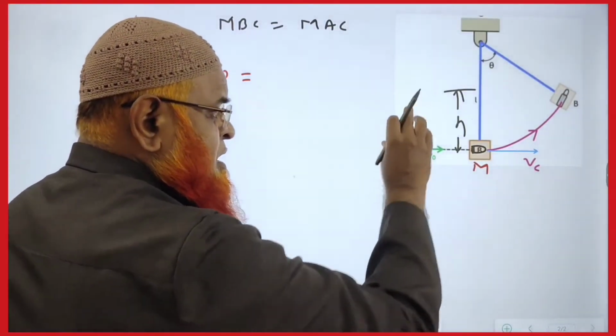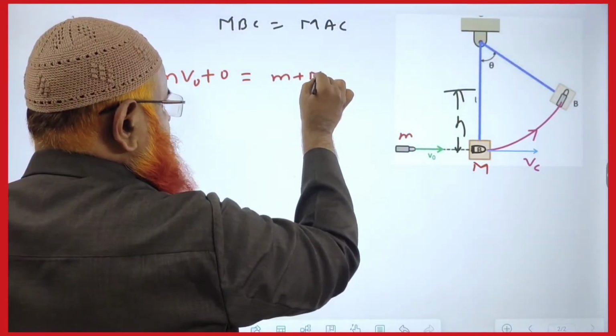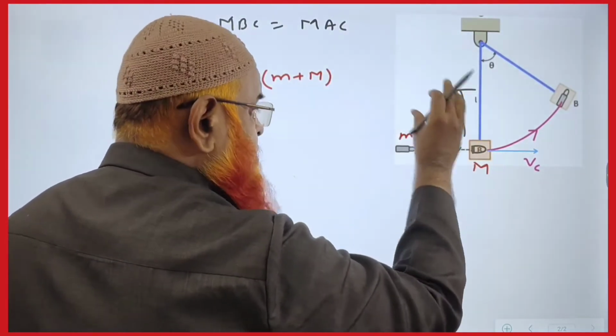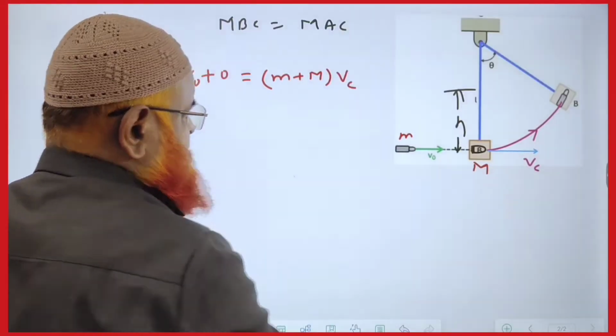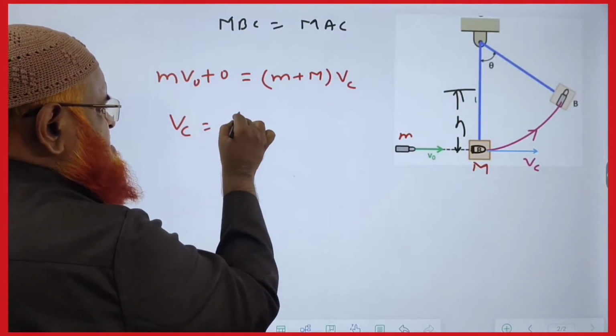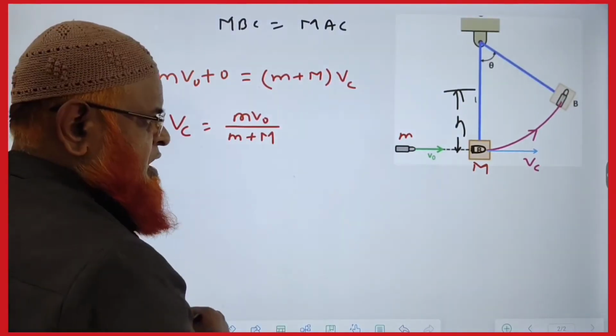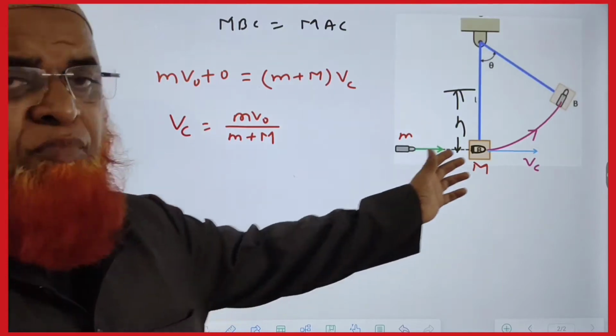And after collision, bullet and block move with a common velocity. That means small m plus capital M. The bullet is embedded in the block, both move with a common velocity. And what is the common velocity? Let us discuss here. The common velocity is m into v0 by small m plus capital M. Okay, so this is said to be the common velocity of both.